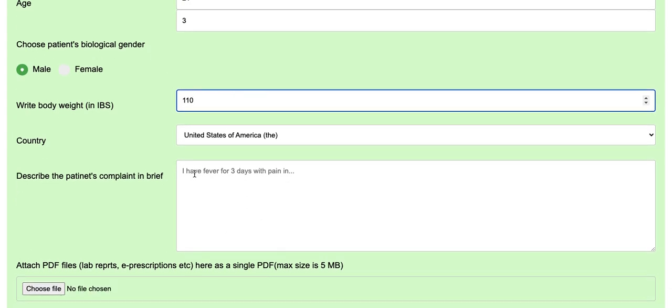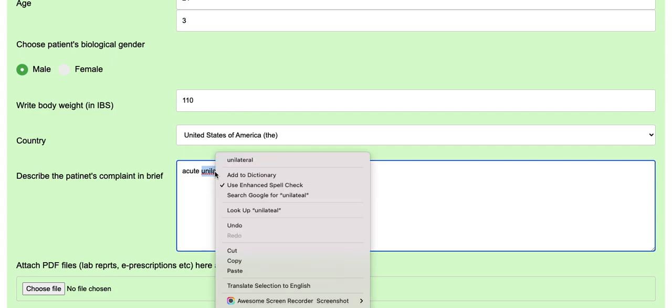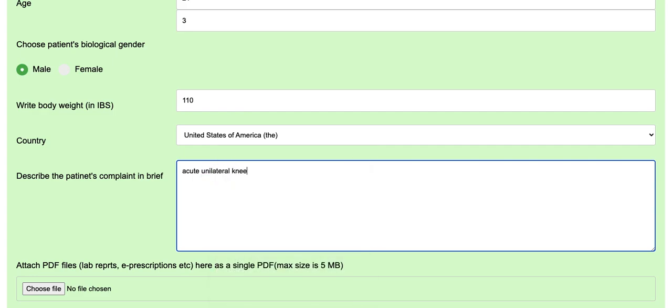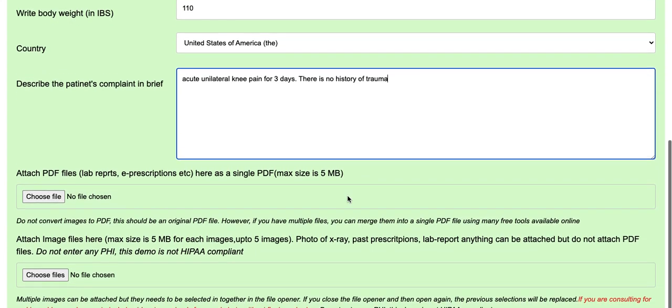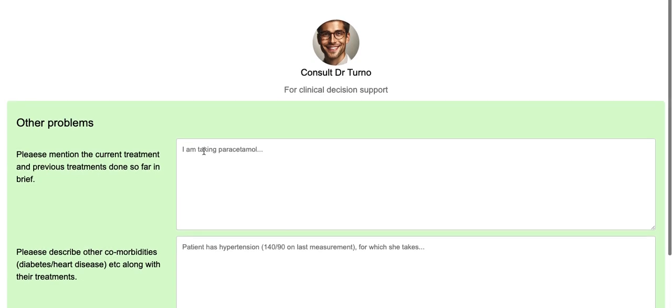And let's have this patient's complaint here. So let's say acute unilateral knee pain for 3 days. There is no history of trauma. So that's the patient's complaint. Let's imagine the patient has just come to the emergency room, so there is no PDF file or image to attach. Right? Let's go to the next step.